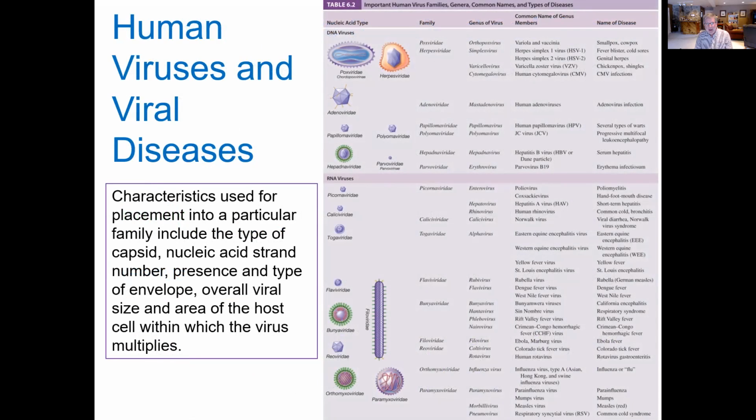With respect to pathogenicity in humans, there is a table in your book, Table 6.2, that breaks this down into DNA and RNA viruses.